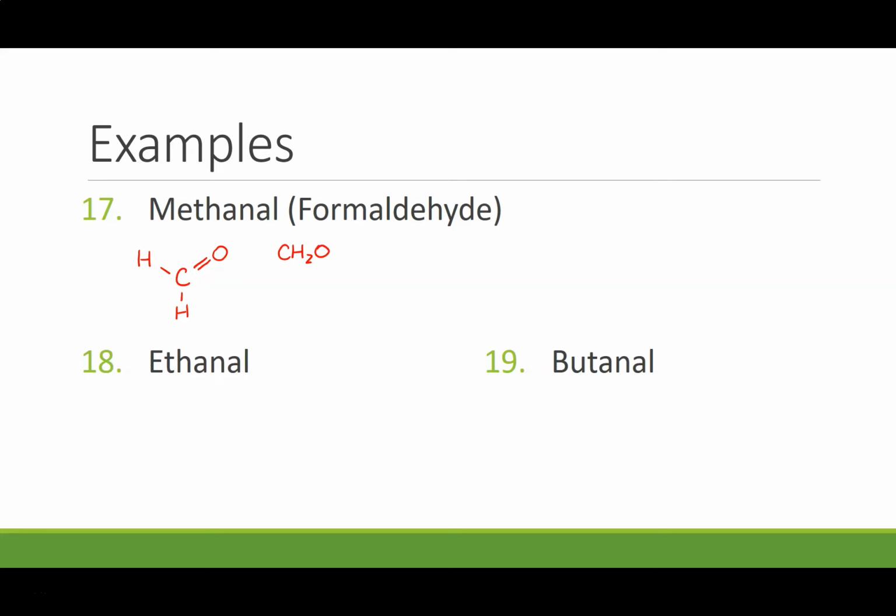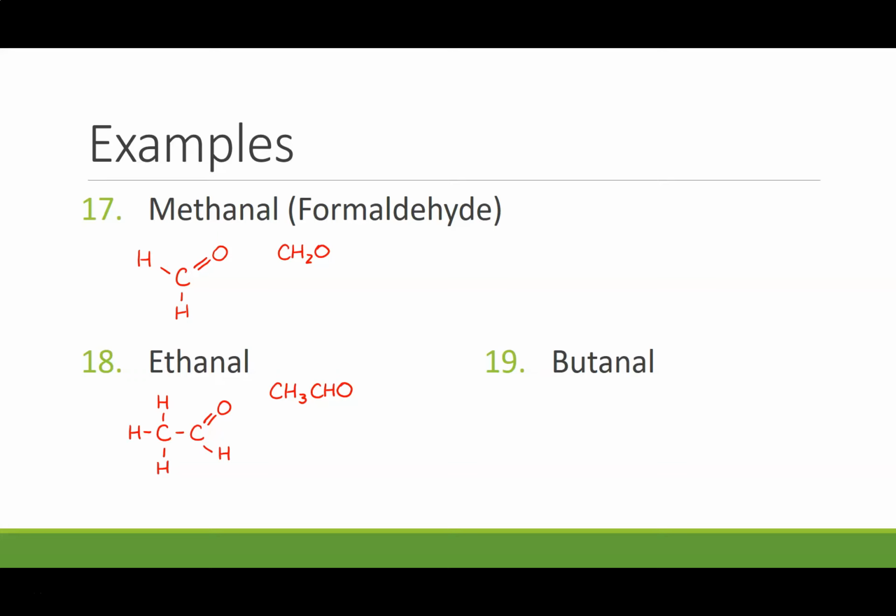Number 18, ethanal. Eth means there are 2 carbons bonded by a single bond, and the -al ending tells us that this is an aldehyde, so the carbonyl group is at the end of the chain. And to complete this structural formula, we just need to fill in the rest of the hydrogens. The condensed structural formula would be CH3CHO.